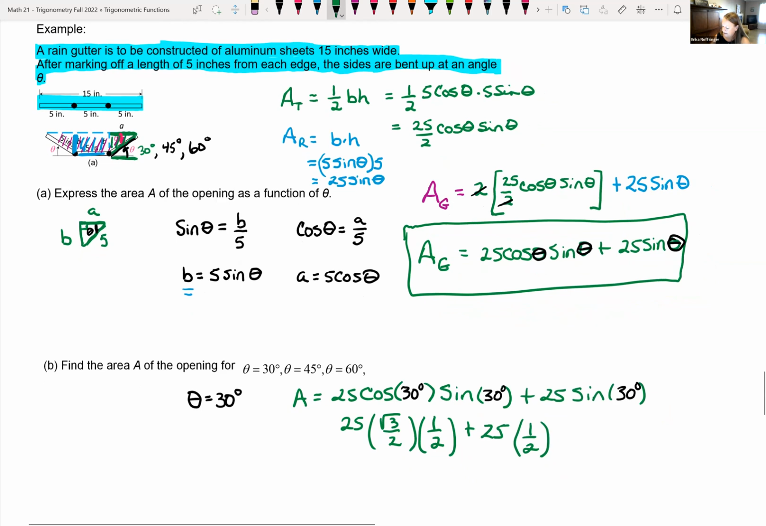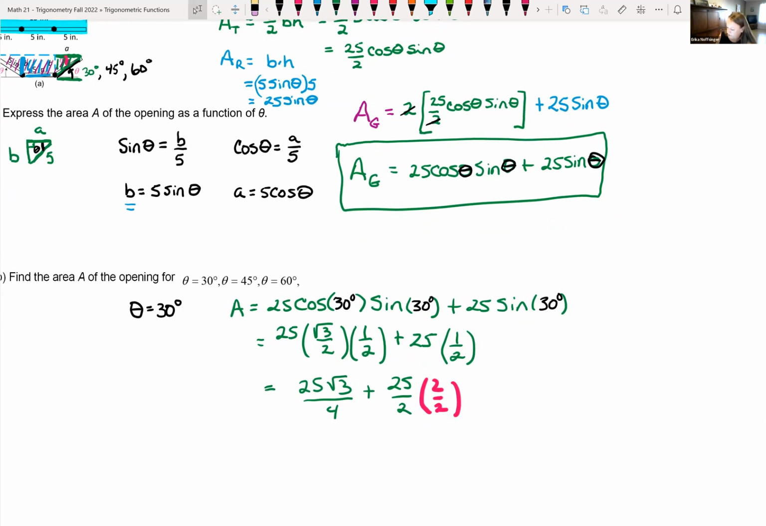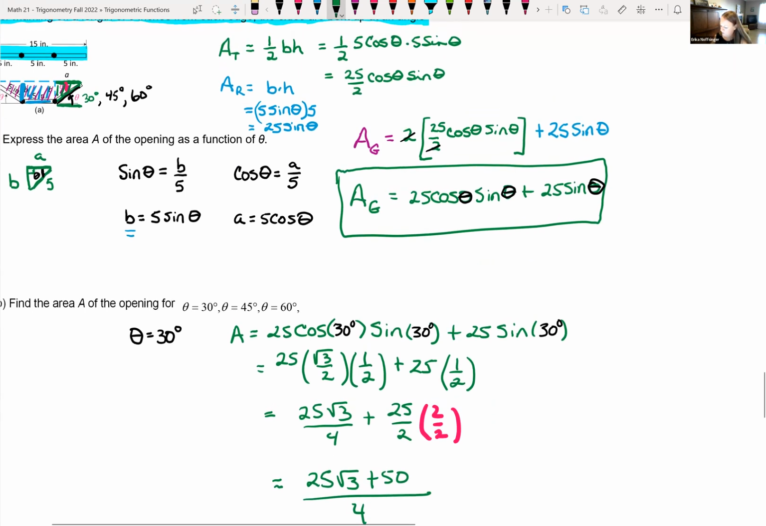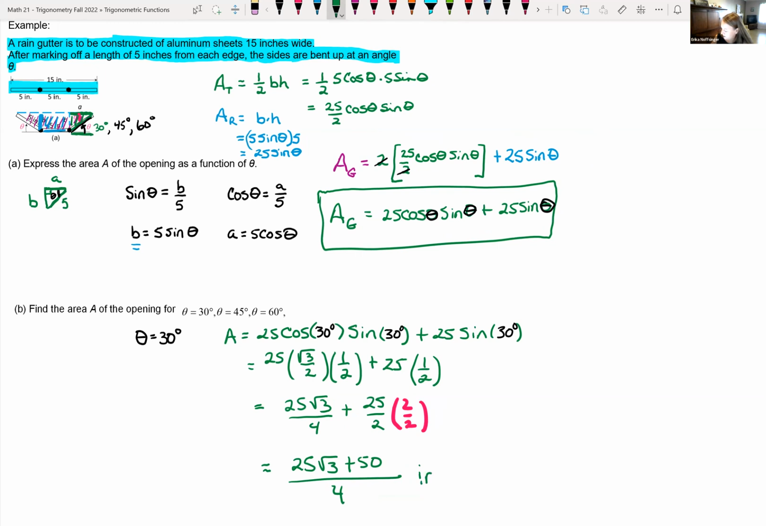So simplifying this, we have 25 root 3 all over 4 plus 25 halves. Getting a common denominator and rewriting as a single fraction, this is equal to 25 root 3 plus 50 all over 4. And we're in inches, so inches squared. So that would be the exact answer.